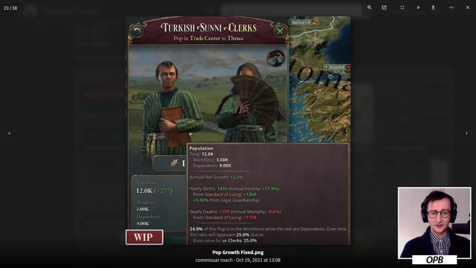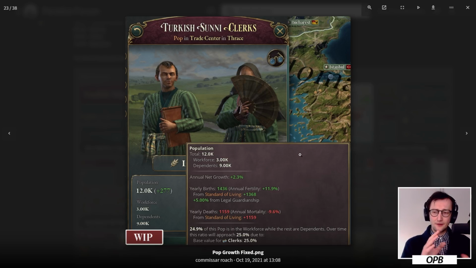Turkish Sunni clerks, very interesting. Population 12k, workforce 3k, dependents 9k. You can see right here, yearly births are higher than deaths, meaning this pop will grow, and you can see right here with plus 277. I love these outfits. I love the poses. Huge fan of this. Big fan of this.